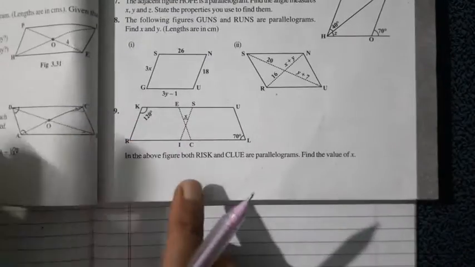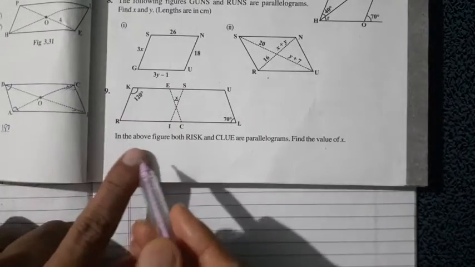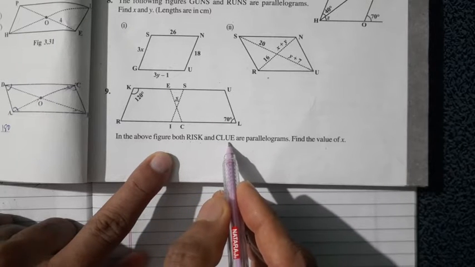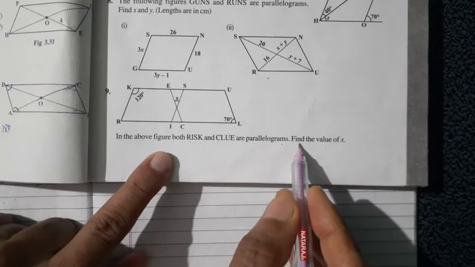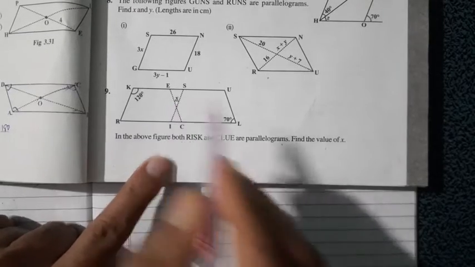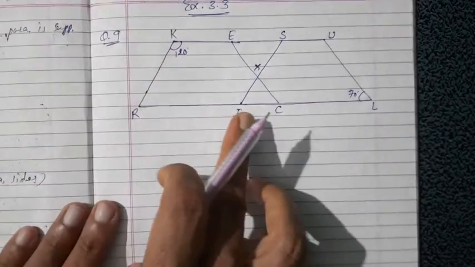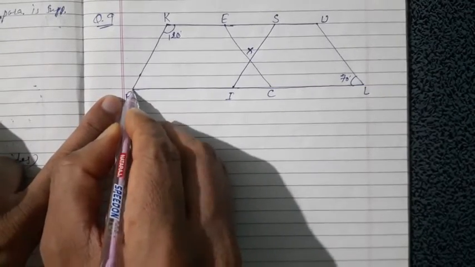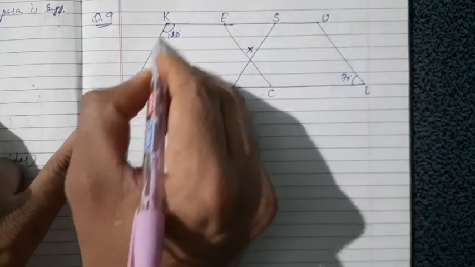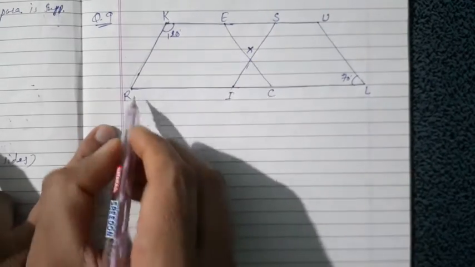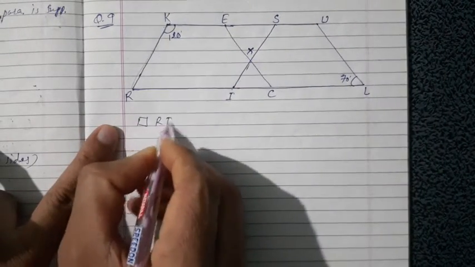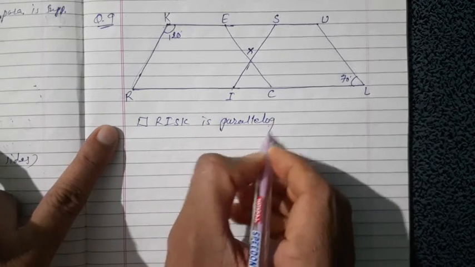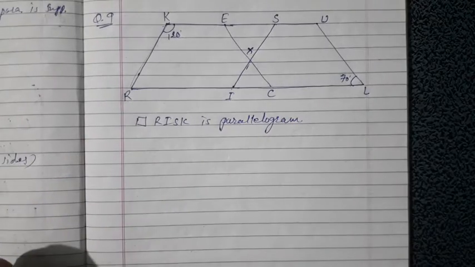Look at that question. In it there is one figure, and in that figure both RISK and CLUE are parallelograms, and we have to find the value of x. Here I have already drawn that figure. In that one, look, RISK is a parallelogram. So quadrilateral RISK is a parallelogram.